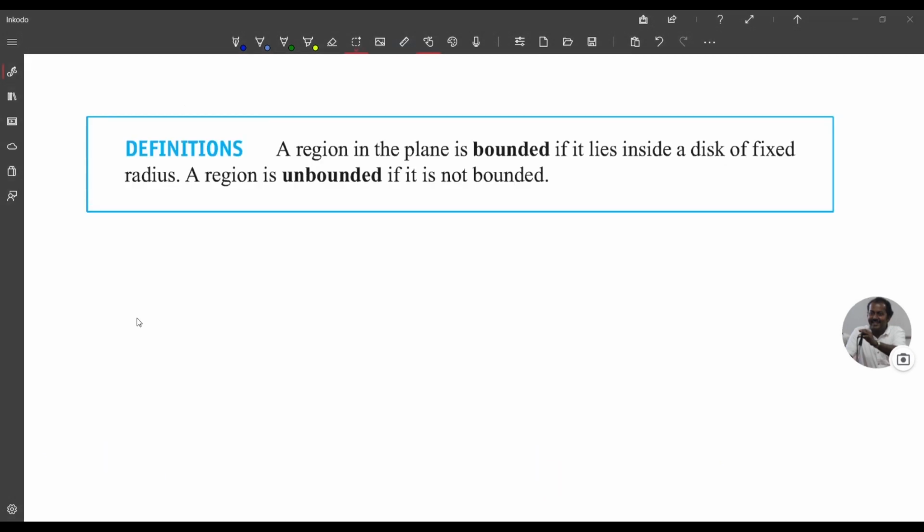Now we define a bounded region. A region in the plane is bounded if it lies inside a disk of fixed radius. A region is unbounded if it is not bounded.